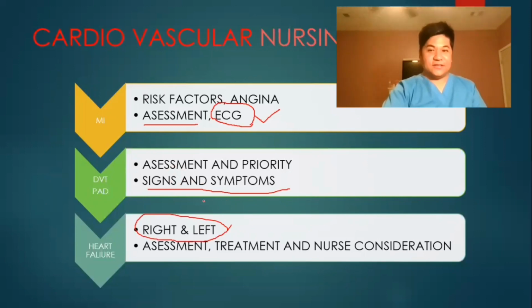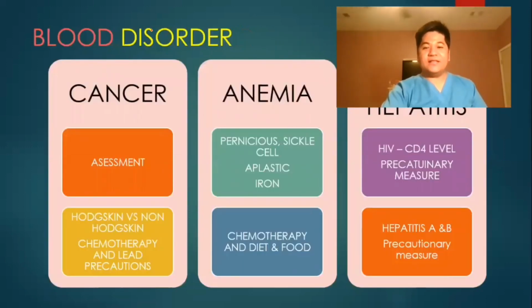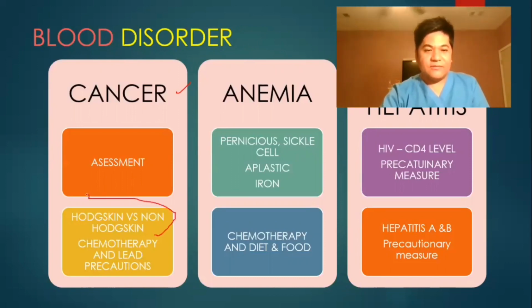Okay, and nursing consideration. So next is blood disorders. We're going to talk about cancer. What would be your assessment? Normally they will ask about Hodgkin versus non-Hodgkin, so we need to pay attention to that. Chemotherapy. So what do you need to do? Like for lead precautions, do you need to pick it up with your own hands or get something that will protect you?